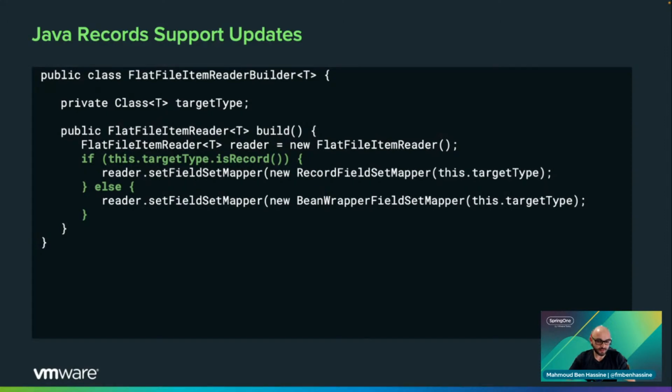So yeah, that's the kind of niceties we can have by basing the framework on Java 17, which has new features. So we can implement new features in Spring Batch.